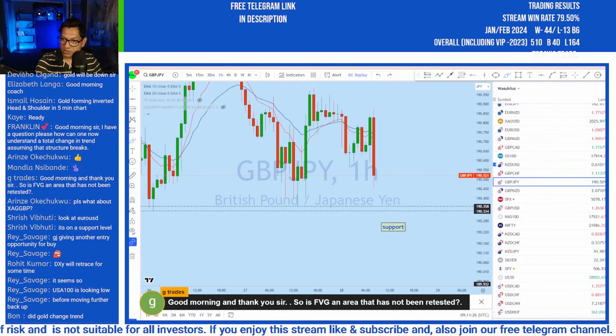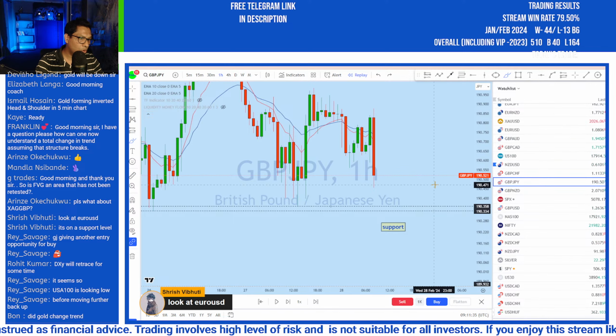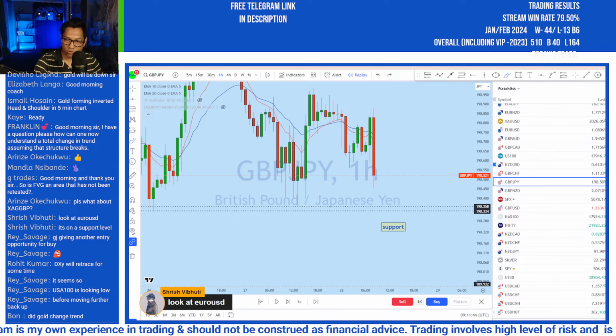What's XAG GBP? So XAG GBP is silver against GBP. XAU USD is gold against USD. So spot, it's against GBP. It's just traded with GBP. That's the only difference.